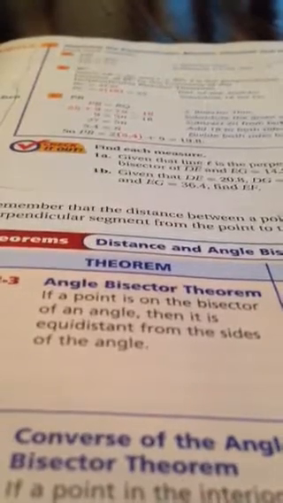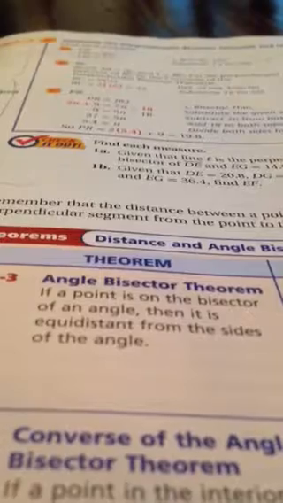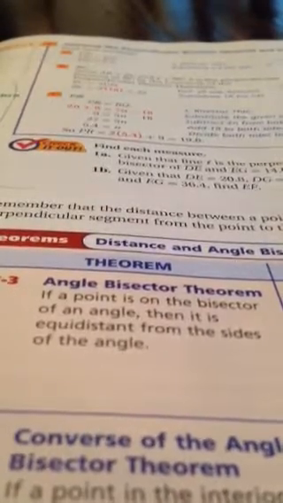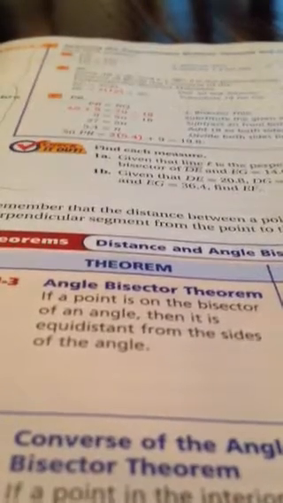Okay, let's look at what the angle bisector theorem says. Let me get my phone so that you can see it clearly, which may or may not be cooperative. There we go. Angle bisector theorem: if a point is on the bisector of an angle, then it is equidistant from the sides of the angle. Let's read that again. If a point is on the bisector of an angle, then it is equidistant from the sides of the angle. This is a little similar to what we were doing before, isn't it?